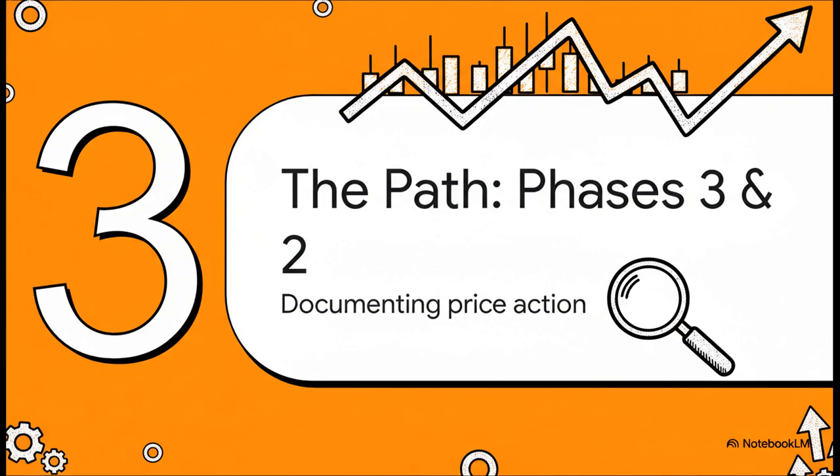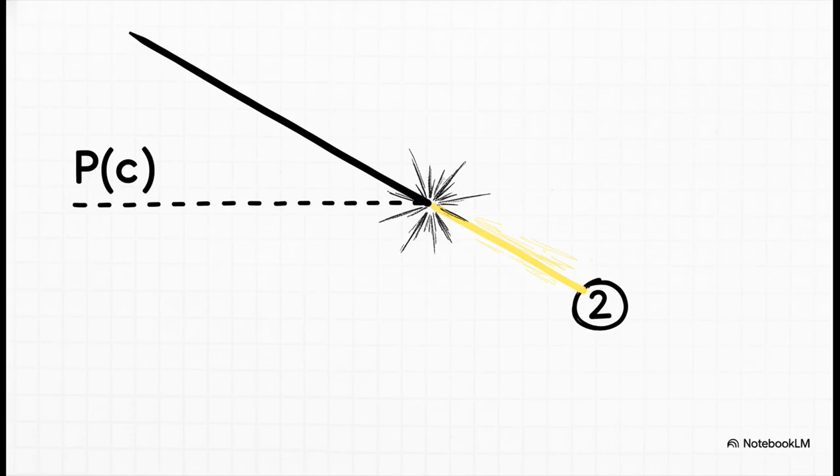Now, let's follow the actual path the cycle took. We're going to document the price movement as it completed both Phase 3 and Phase 2. And here's where things get interesting. On January 22nd, a key event happened. The price reached that secondary entry level, P of C. And just like that, Scenario 2 from our initial plan was officially in play.